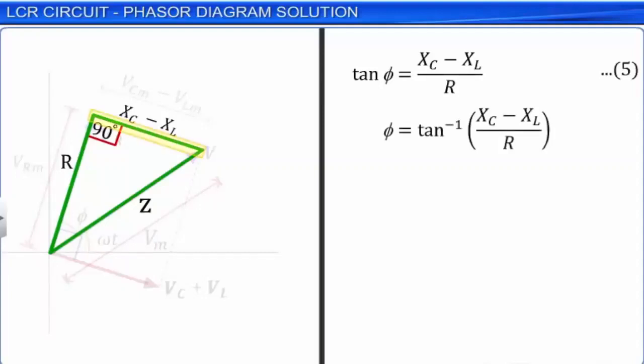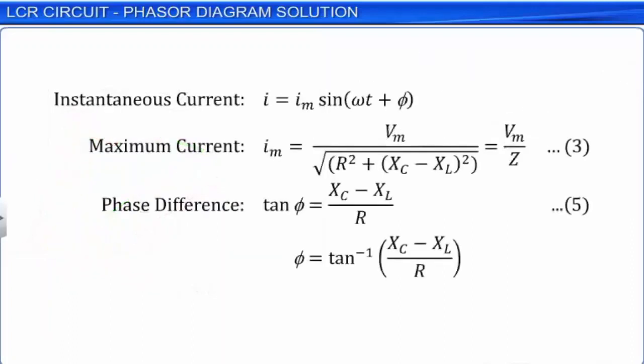Thus, the current flowing through the LCR series AC circuit can be given as I equal to Im sin omega t plus phi, where Im is given by equation 3 and the phase difference phi can be calculated from the equation 5. Hence, we have obtained information of all the entities we desired using the phasor approach to the LCR circuit.